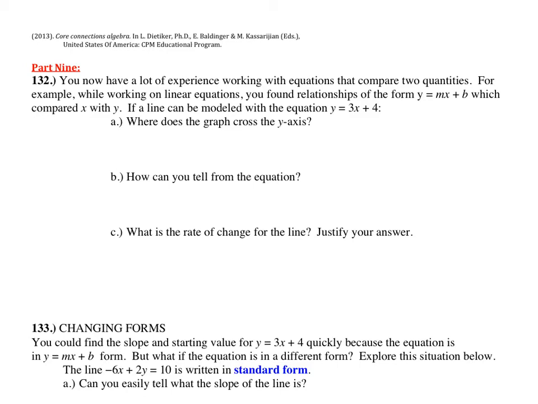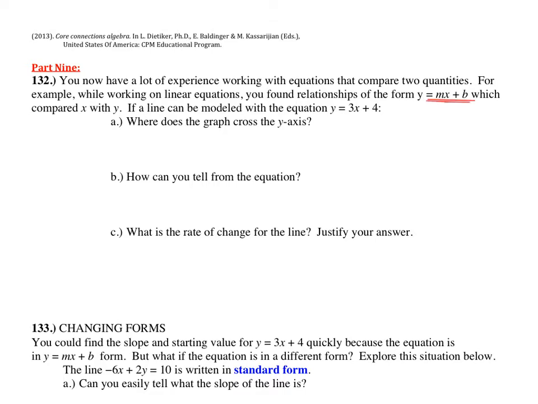This screencast is Chapter 4, Part 9, and we are going to be looking at some different types of equations and rewriting them. So in 132, you now have a lot of experience working with equations that compare two quantities. For example, while working on linear equations, which is our lines, you found the form y equals mx plus b.